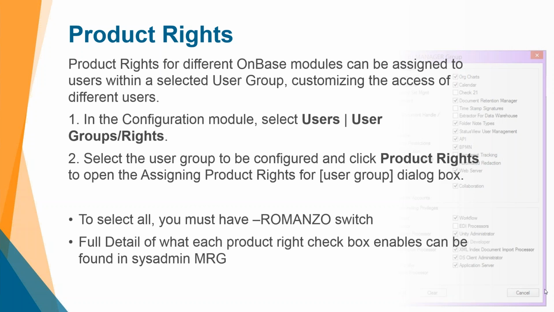And like we said, full details of what each product checkbox enables can be found in the sysadmin MRG. Even though we have users that have been using the system for a decade or longer, it's always helpful to go in there and refresh your memory. There are a lot of different checkboxes you can set here, and while the description may be helpful, it is not the complete picture, and you can get a lot more information from the total definitions within the MRG.